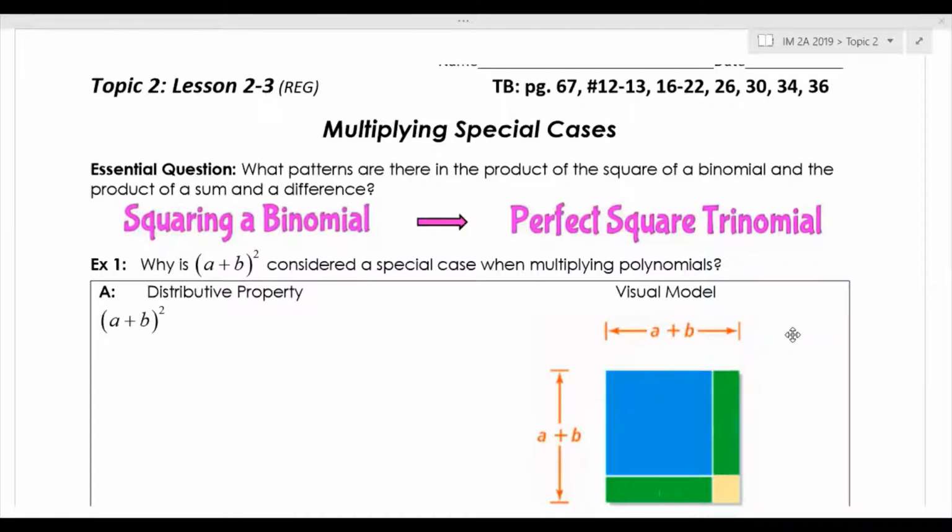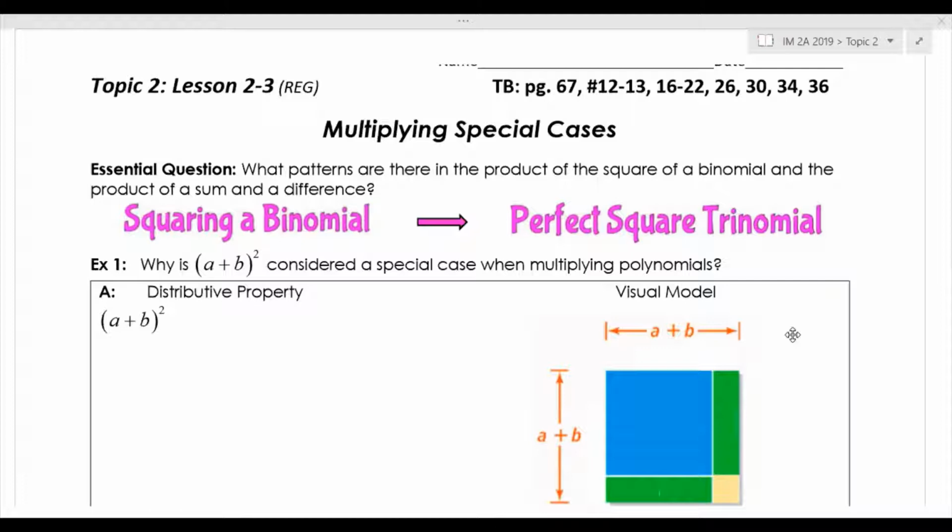This is lesson 2-3. We're going to be multiplying special cases. So the essential question is, what patterns are there in the product of the square of a binomial and the product of the sum and the difference? So squaring a binomial turns into what we'll call a perfect square trinomial.